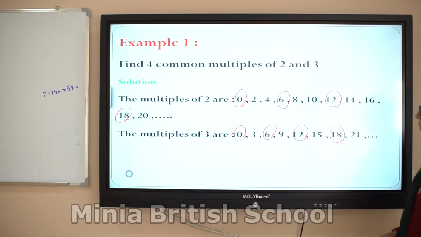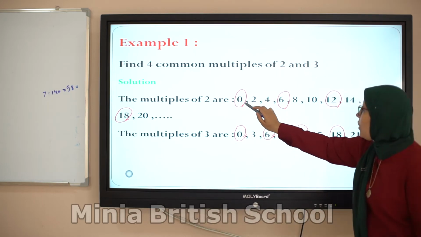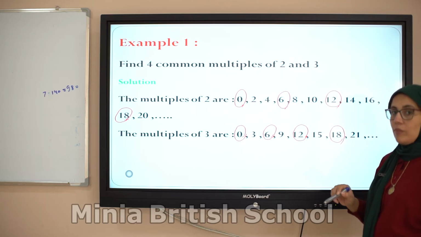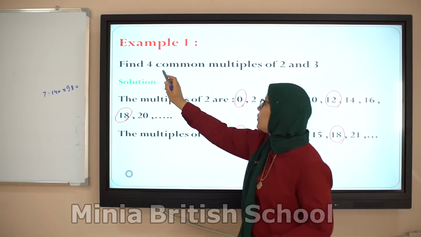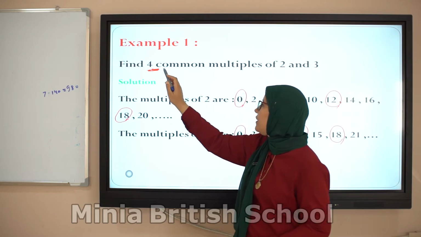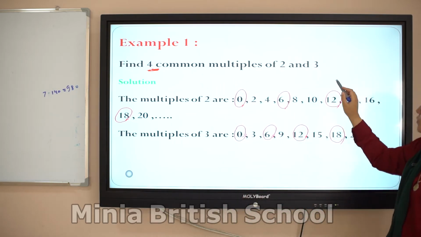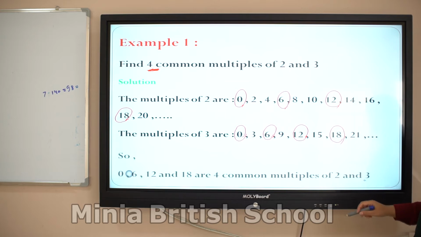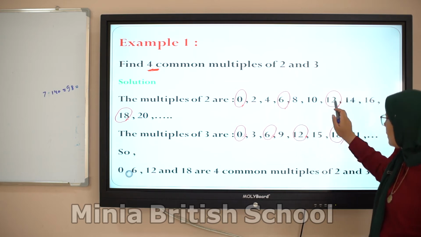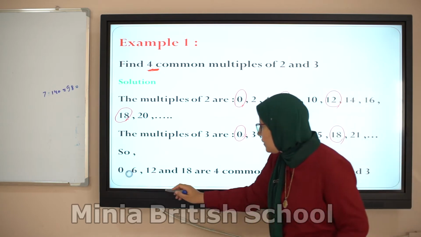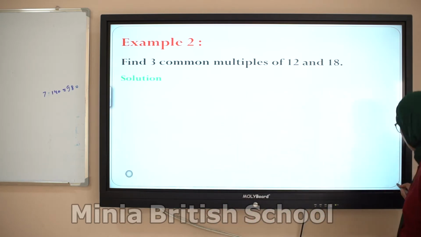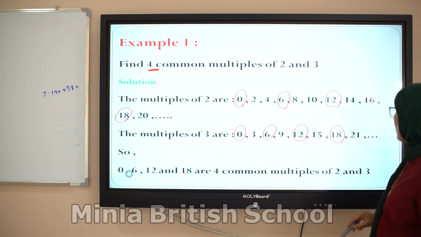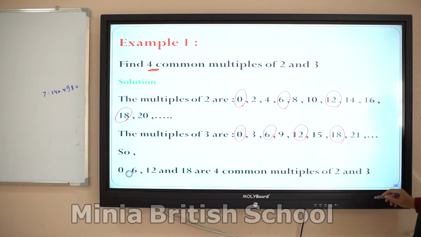Now how many common numbers do I have between the two? 1, 2, 3, 4 common. So these are the 4 common multiples. Who asked me to find only 4? I need only 4 common multiples of 2 and 3, and this is the solution. 0, 6, 12, and 18 are 4 common multiples of 2 and 3. And this is what was asked.